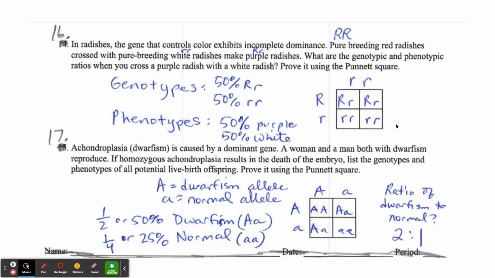What are the genotypic and phenotypic ratios when you cross a purple radish with a white radish? Okay, so here we go. For genotypes, you get 50% capital R, little r, and 50% little r, little r. For phenotypes, it would be 50% purple and 50% white.